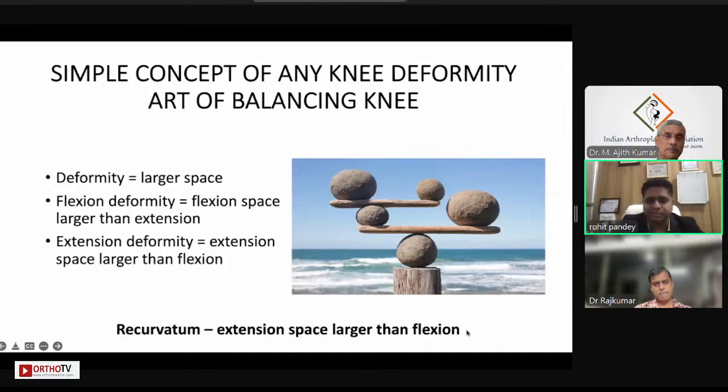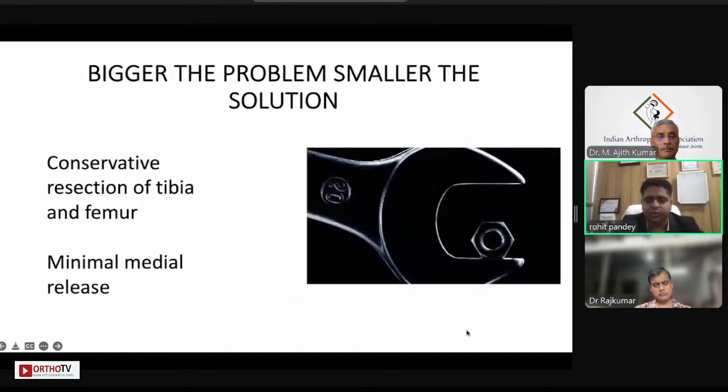So this is just a simple slide, a little bit, that whatever the deformity is, that gap is larger. If it's a flexion deformity, the flexion space is larger than the extension one. And if it is an extension deformity, the extension space is larger than the flexion one. So in a recurvatum, it is always that the extension space is larger. And we should do all the things we can to reduce the extension space and also increase the flexion. So there are different ways of doing that.